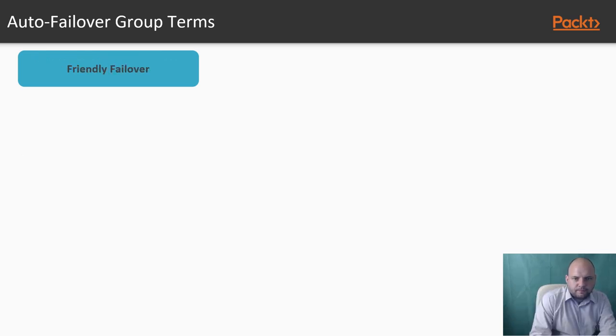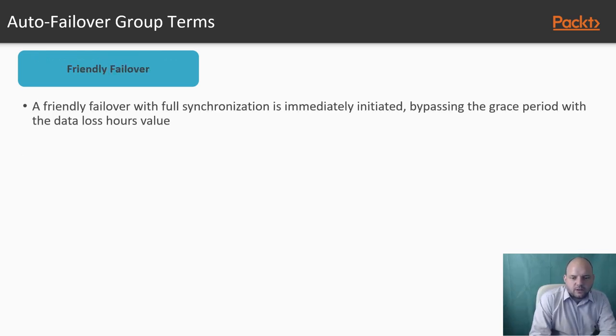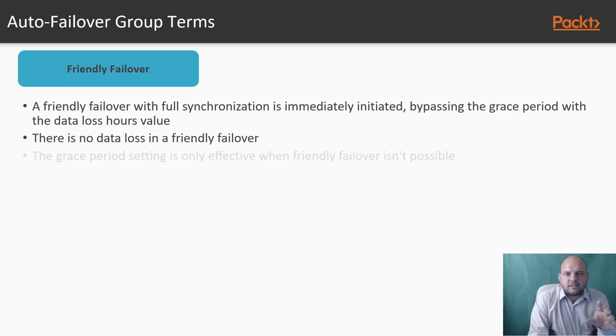Friendly failover. With friendly failover, if there's an outage in the primary region which has not yet impacted the database, but potentially may impact it in the near future, and the database is still online, a friendly failover with full synchronization is immediately initiated, bypassing the grace period with data loss hours value. There is no data loss in a friendly failover. The grace period setting is only effective when friendly failover isn't possible.